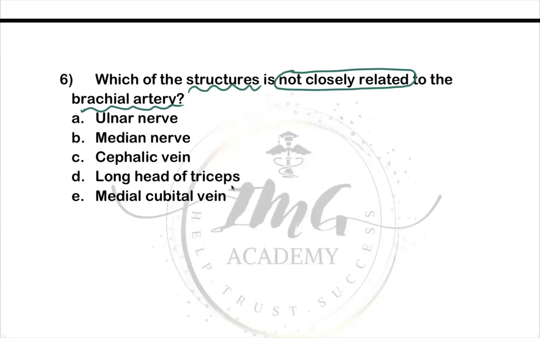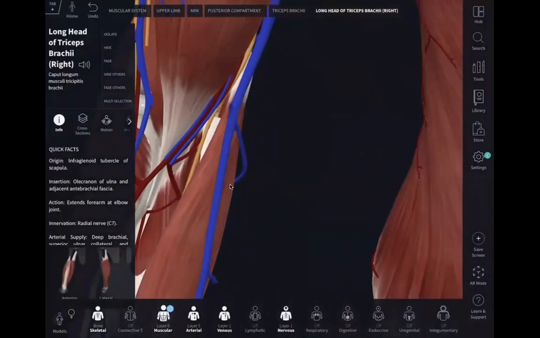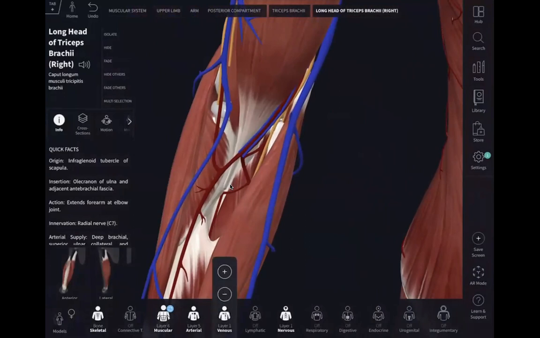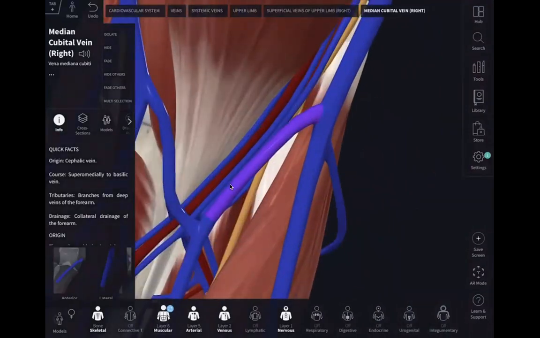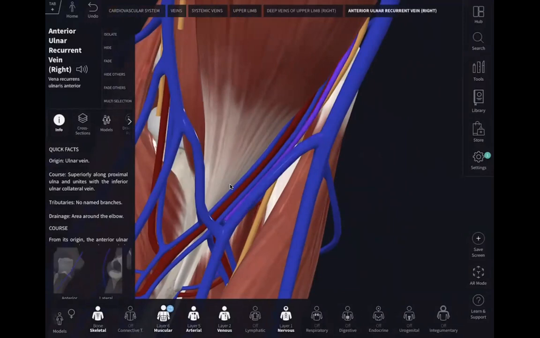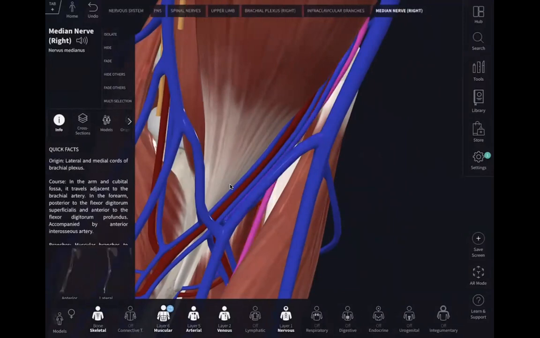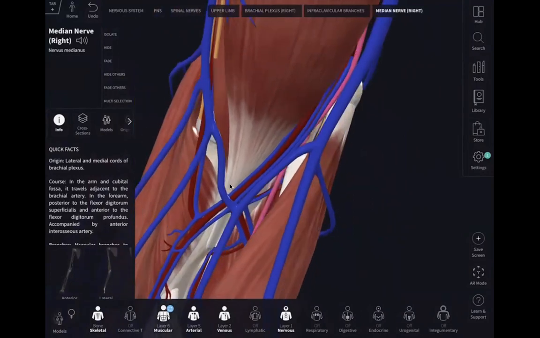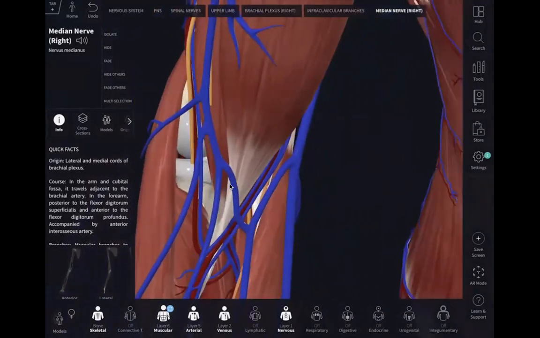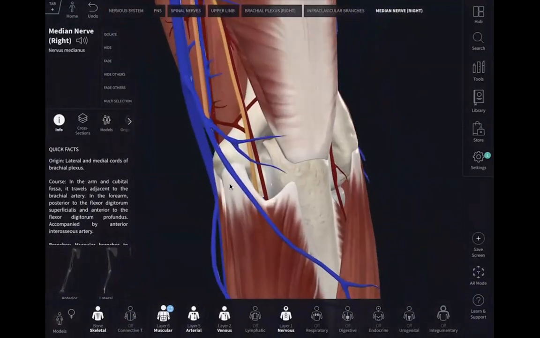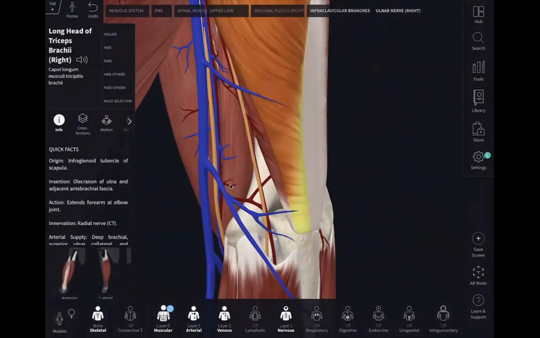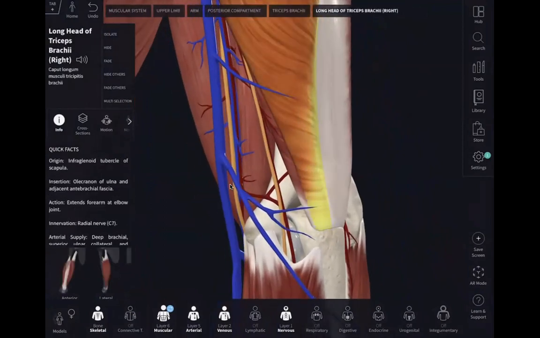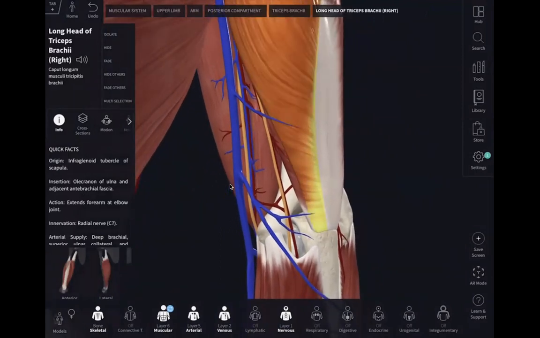Let me show you the median cubital vein as well, then you will understand more. This is our median cubital vein. So the median cubital vein is not the answer. Next, this is our median nerve, which is also not the answer. The ulnar nerve is also not the answer because it is on the posterior aspect, related with the brachial artery above, correct? Also the long head of the triceps is not the answer because it is also related with the brachial artery.